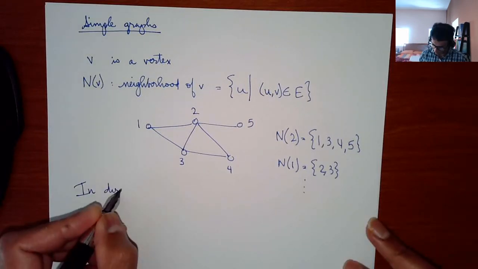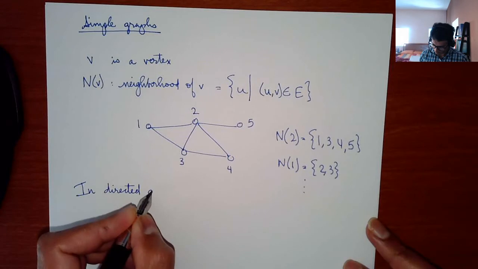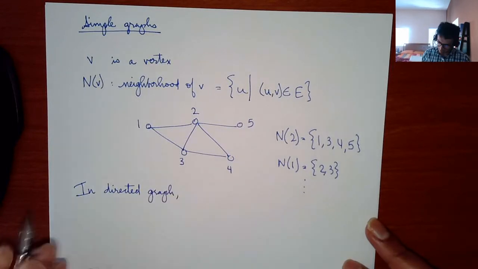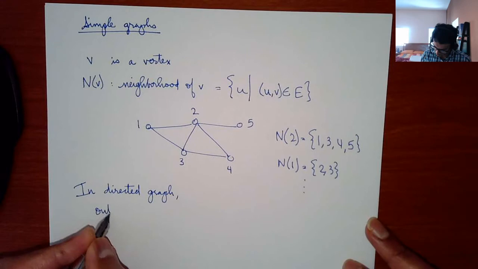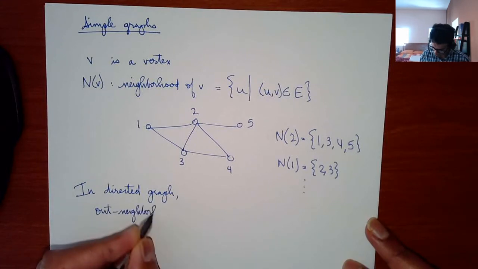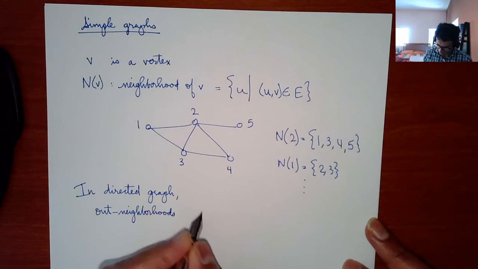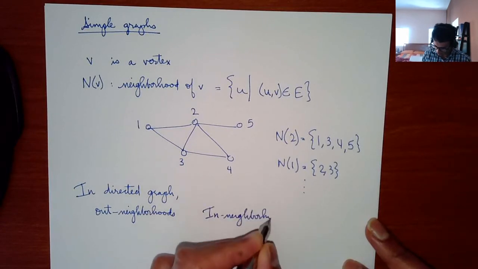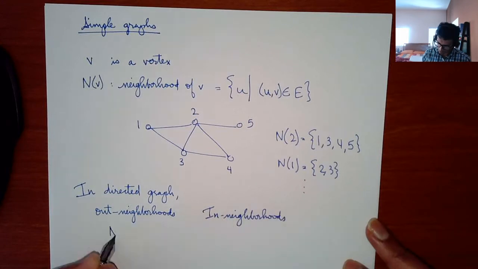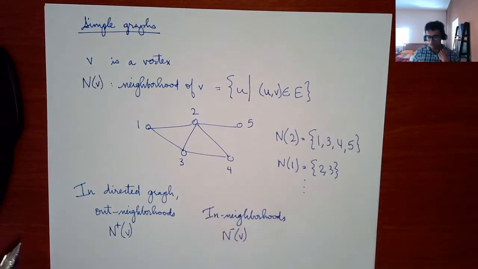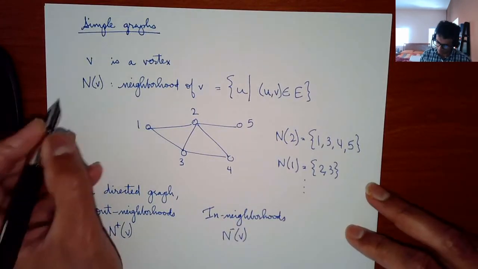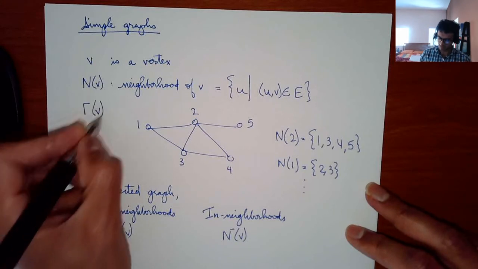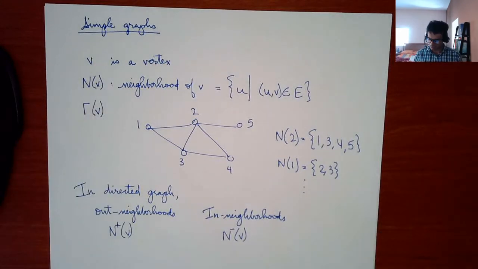In a directed graph, if you have direction, then you have out neighborhoods. And then you have in neighborhoods. The out neighborhoods are often denoted as n plus or n minus. In mathematical text, you'll sometimes, instead of n, also see capital gamma. We'll just use n, and either of these is sort of common in the literature.